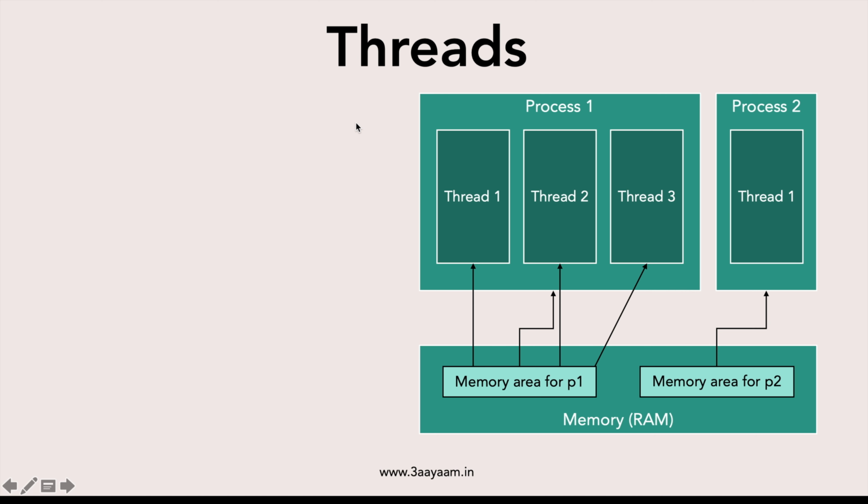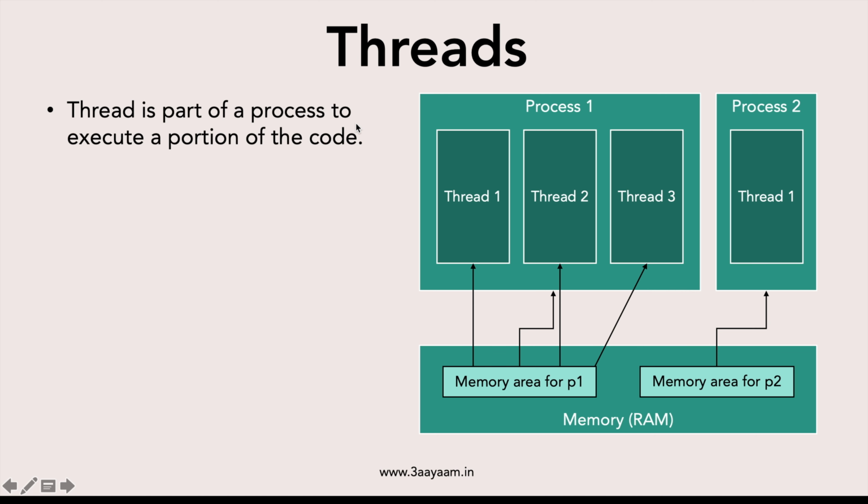Now the question is, what is a thread? A thread is a part of a process to execute a portion of the code. That's what a thread is. Typically what happens is that you execute the entire program in one go. In that case, there won't be any threads as such. But there are complex applications which would spawn multiple threads.